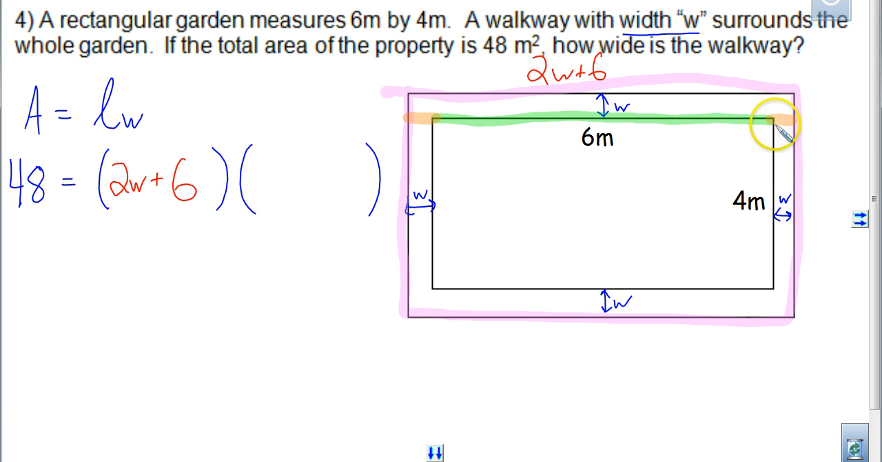Using that same idea, so 4 meters is the width, so it does have at least 4 meters, but it also has a width W on one side and a width W on the other side, so that would be 2W plus 4. So this is the equation that we're going to be dealing with.